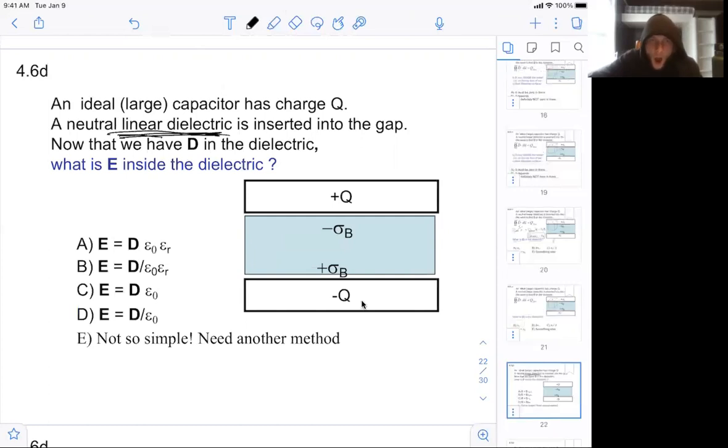I'll let you vote on this. I don't think this is going to take a long time because you just have to refer back to our notes to see how E and D are related for linear materials. D is equal to epsilon naught E plus P. Let me get rid of the vector sign because they're all in the same direction. And for linear materials, P is also linearly related to E.